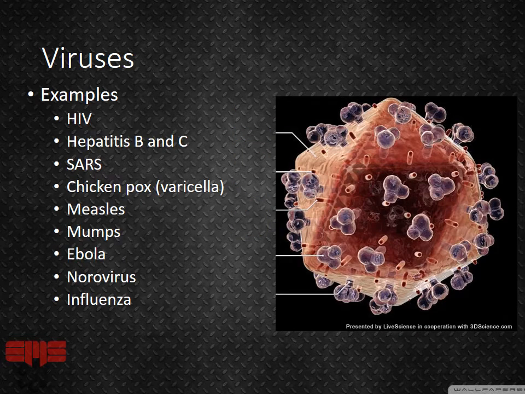Some examples that we run into: lots of viruses out there that make us sick. We have HIV, which is the virus that causes AIDS, hepatitis A, B, C, SARS, which is a respiratory virus, chickenpox, which is varicella. I'm sure everyone's either had chickenpox or gotten the vaccine. Measles, mumps, Ebola, norovirus, probably the worst one up there. That's the one that causes your vomiting illnesses, your stomach flu. And then you have influenza.